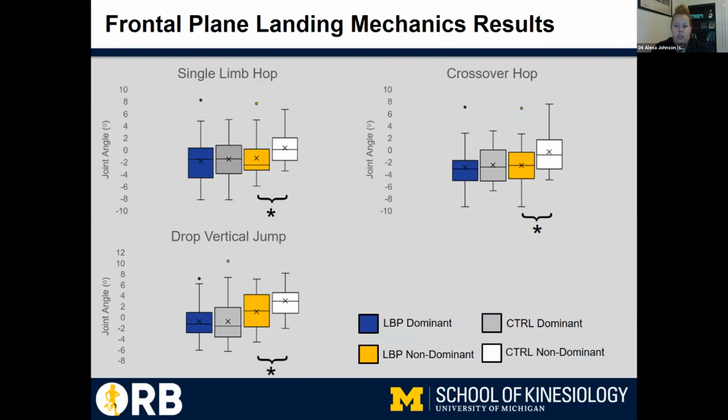We used repeated measures ANOVA and post-hoc t-tests to assess our group by limb differences. We found that in all 3 functional tasks, there were no differences between the low back pain and the control group, but the low back pain group consistently experienced asymmetrical frontal plane knee movements, reporting greater knee valgus angles during landing on the non-dominant limb compared to the dominant limb. These mechanical asymmetries may be compensations from the low back pain that may put them at an increased risk for subsequent knee injuries.